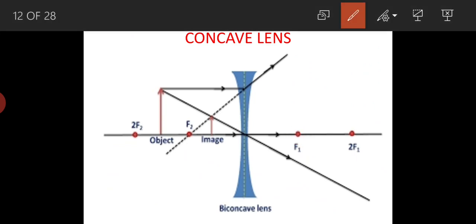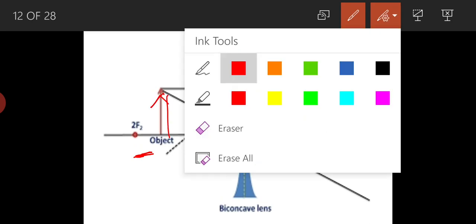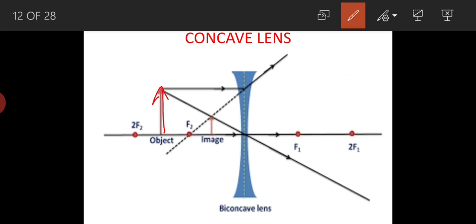Image formation when the object is placed between focus and center of curvature. This is the object when it is placed between focus and center of curvature. Now let us take 2 light rays. One is a light ray traveling parallel to the principal axis. After incident on the lens, it will go away from the lens in this way. Another light ray passes through the optic center, and it will go straight without any refraction, without any deviation.